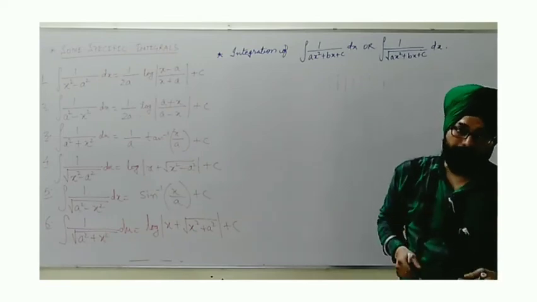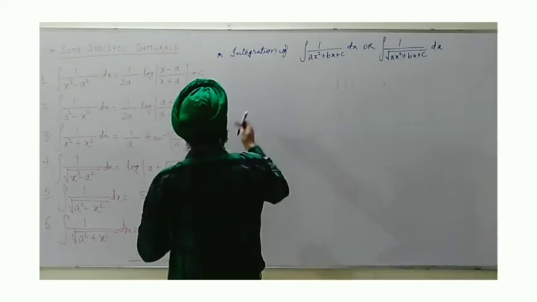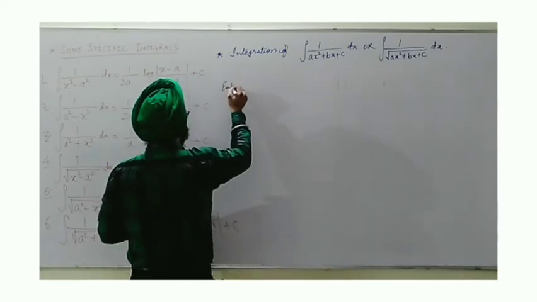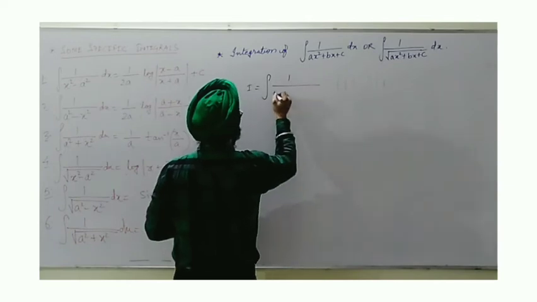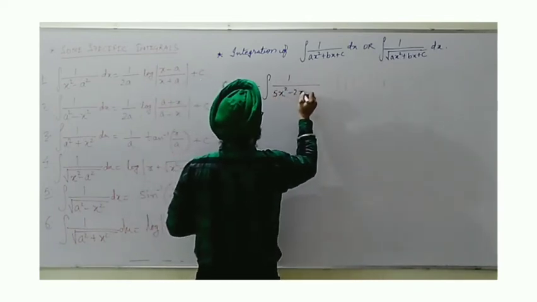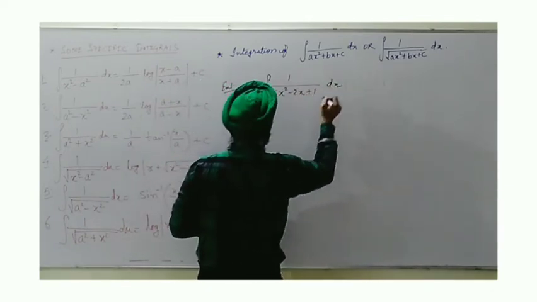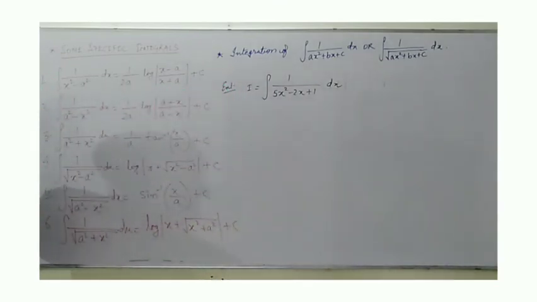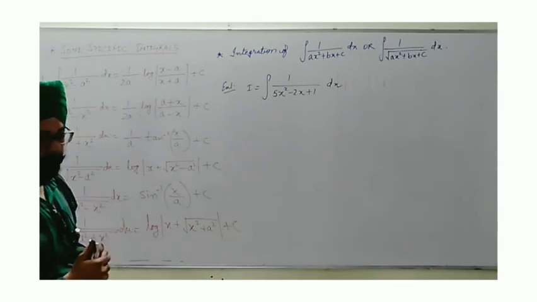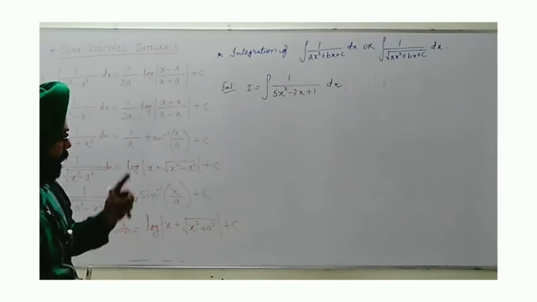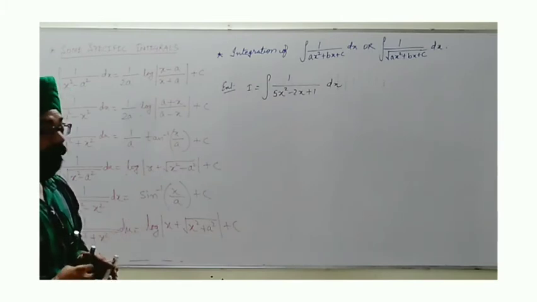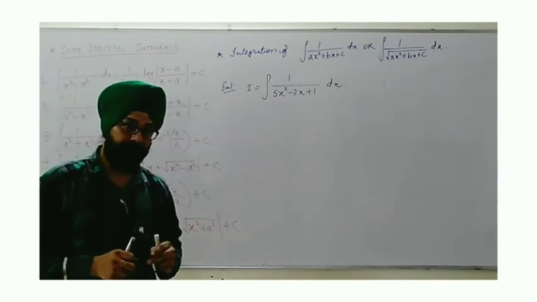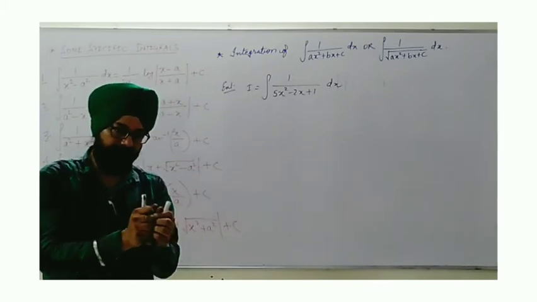Let's try. If I take one example, to integrate 1 upon 5x square minus 2x plus 1 dx. The condition should not be forgotten, a very important word: it's a rational form where only the denominator function is available, with a quadratic polynomial. Here we have to use the completing the square method. Now with the question only, I will explain step by step.